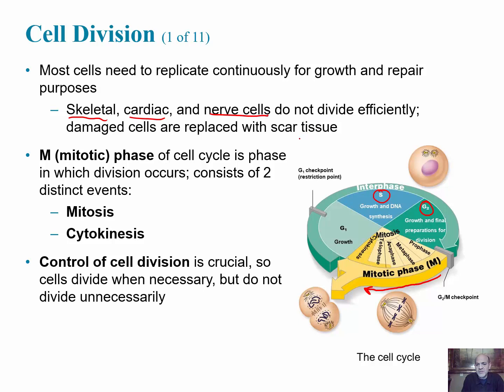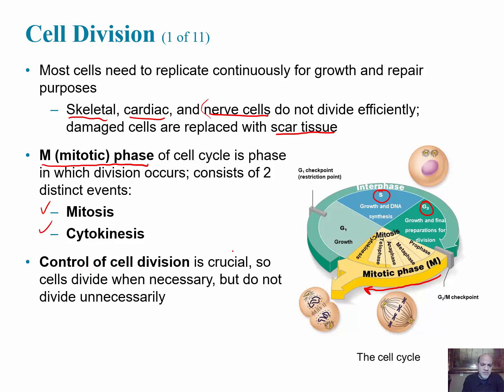So if any damage is done to those tissues, it's not going to be repaired with new cells of that type of tissue. Instead, you would get just scar tissue or fibrous tissue there instead of the functional cells like a functioning nerve cell or a skeletal muscle cell. So the mitotic phase, or M phase, of the cycle would begin after we finish G2. And there's going to be 2 events, and they overlap somewhat: the mitosis and then cytokinesis.